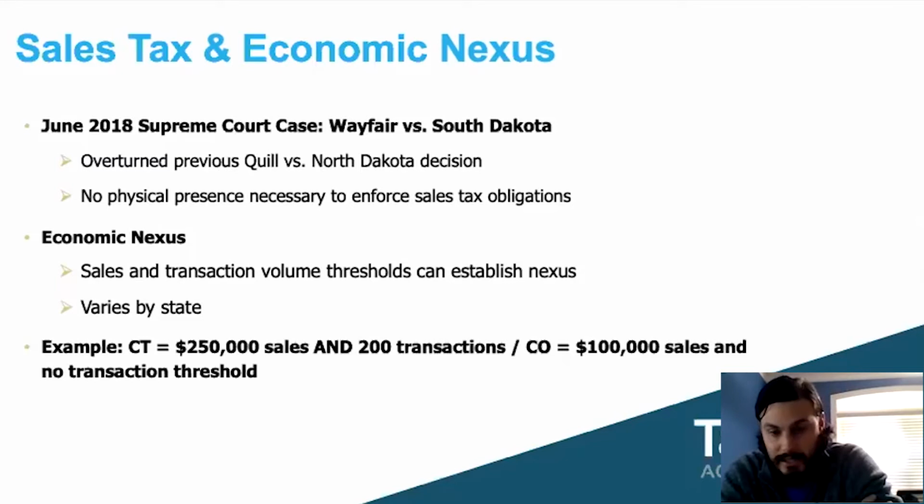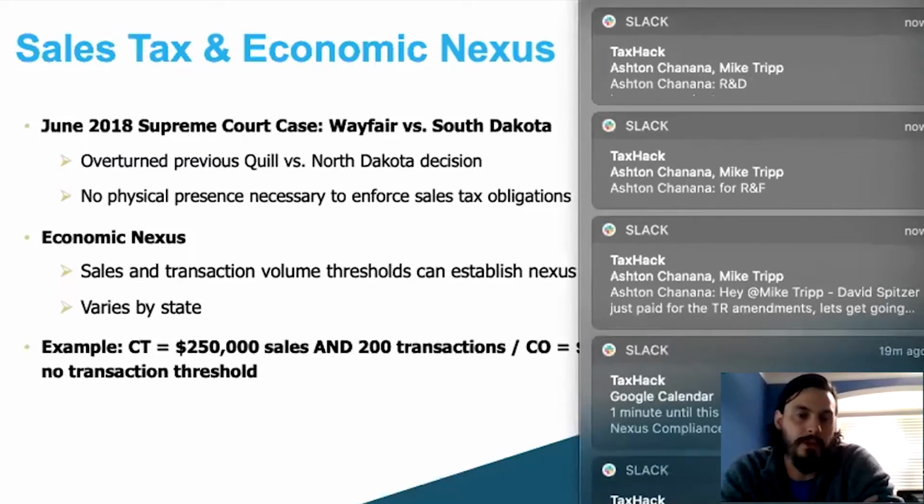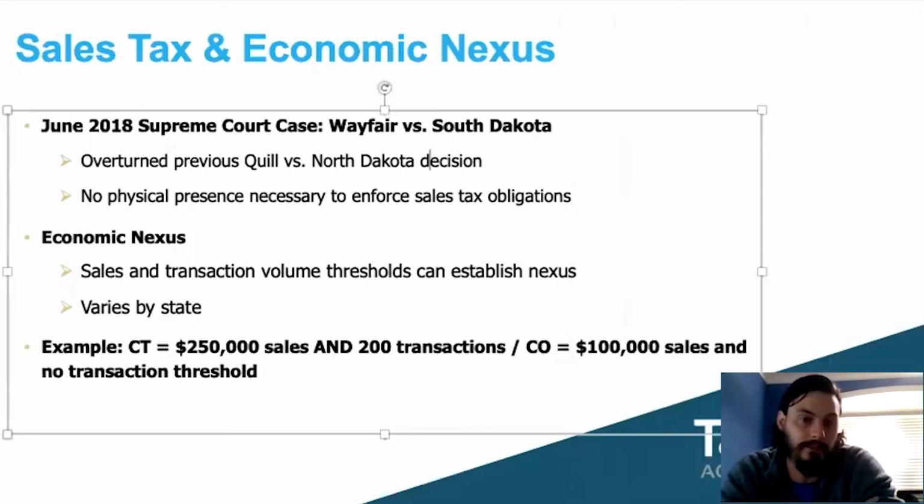These laws vary by state, just like anything, and you'll probably hear me say that about 15 or 20 times before it's all said and done. Just as an example here, Connecticut's laws say that in order to have economic nexus, you've got to have $250,000 worth of sales and 200 transactions in the state. And by transactions, if you think about an e-commerce seller, you could be selling items that are 20, 30 bucks, but you could be selling them in mass quantities. And if you do that, 200 transactions is probably pretty easy to reach.